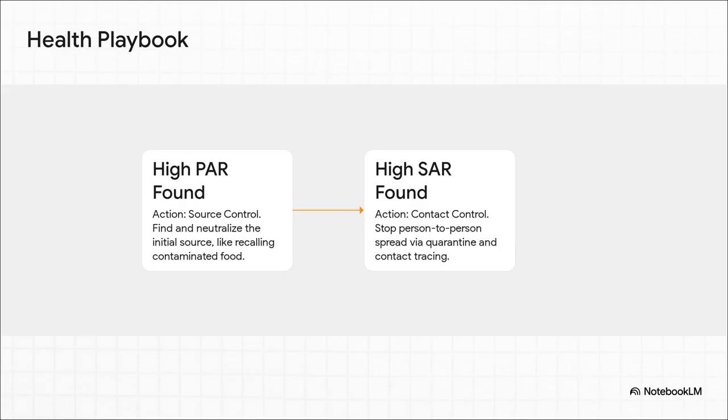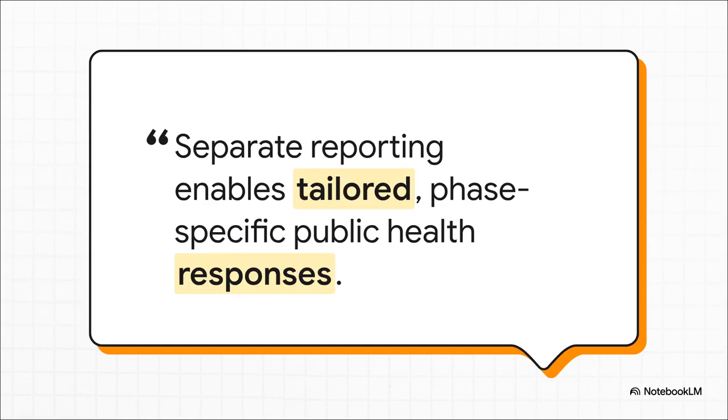But if you find a high secondary attack rate, the mission changes completely. Now it's about contact control. You focus on isolating sick people and quarantining their close contacts to break those chains of transmission. This quote from the research really just nails it. By separating PAR and SAR, officials can be really surgical with their response. They can use the right tool for the right phase of the outbreak, use their resources way more efficiently, and, at the end of the day, do a much better job of protecting the people who are most at risk.